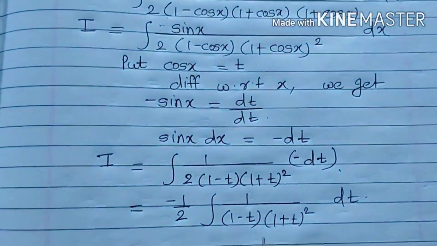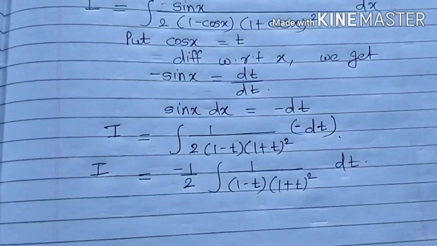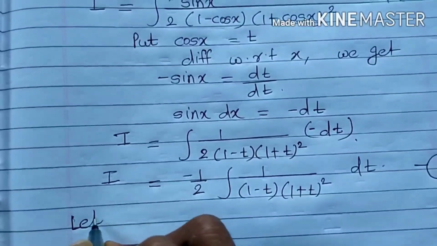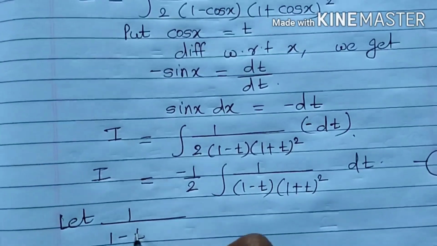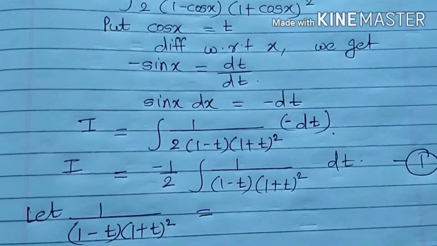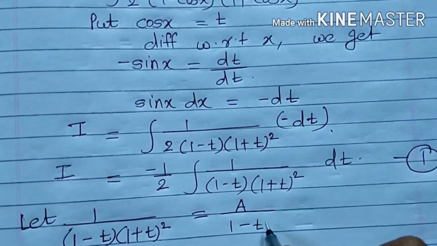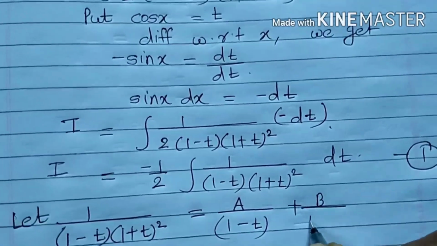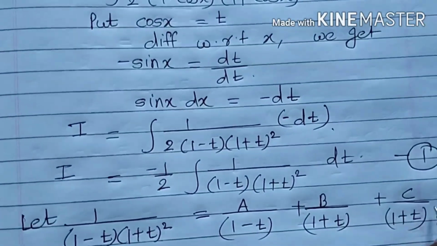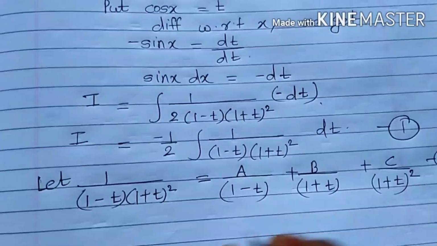Now this is repeated linear factors. So let us give it equation first. Let 1 upon (1 minus t)(1 plus t) square, this is the rational form and we have to convert it into partial form like that, a upon 1 minus t plus b upon 1 plus t plus c upon (1 plus t) square. Okay.